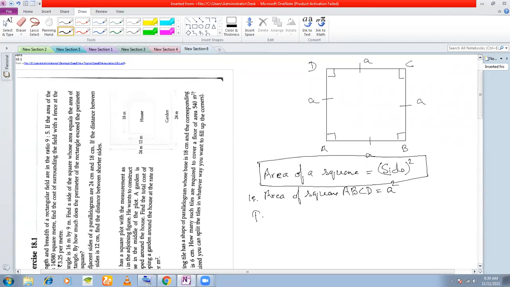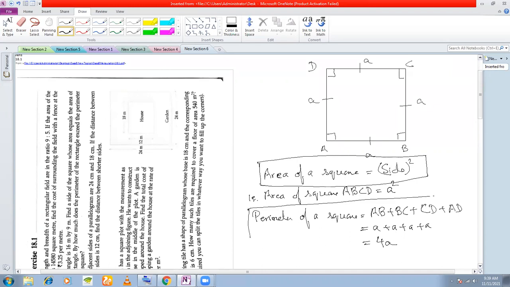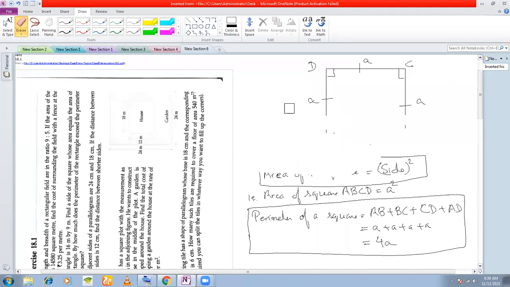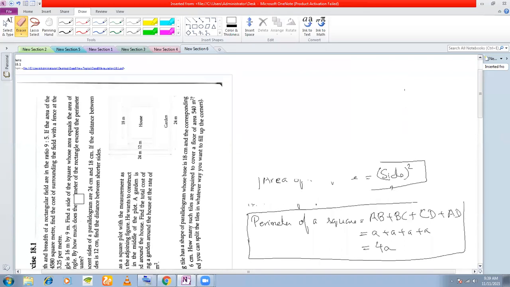Next, the perimeter of a square is again the sum of the lengths of the boundaries AB plus BC plus CD plus AD, which is equal to 4A. You can remember these two: area of a square and the perimeter of a square. And I'm also going to discuss the next figure, which is the parallelogram. And then I'll do the problems for both tomorrow.